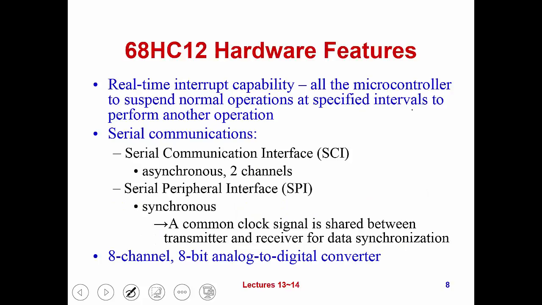So we also have an interrupt capability. That's the real-time interrupt capability. When the normal operation of the 68HC12 is interrupted, the microcontroller has to suspend its normal operation for a specified interval. We specify how long you need to suspend, so you can stop this one and do something else. Your normal operation is interrupted because we have some urgent things. That's pretty much about the interrupt. All microcontrollers should have this capability.